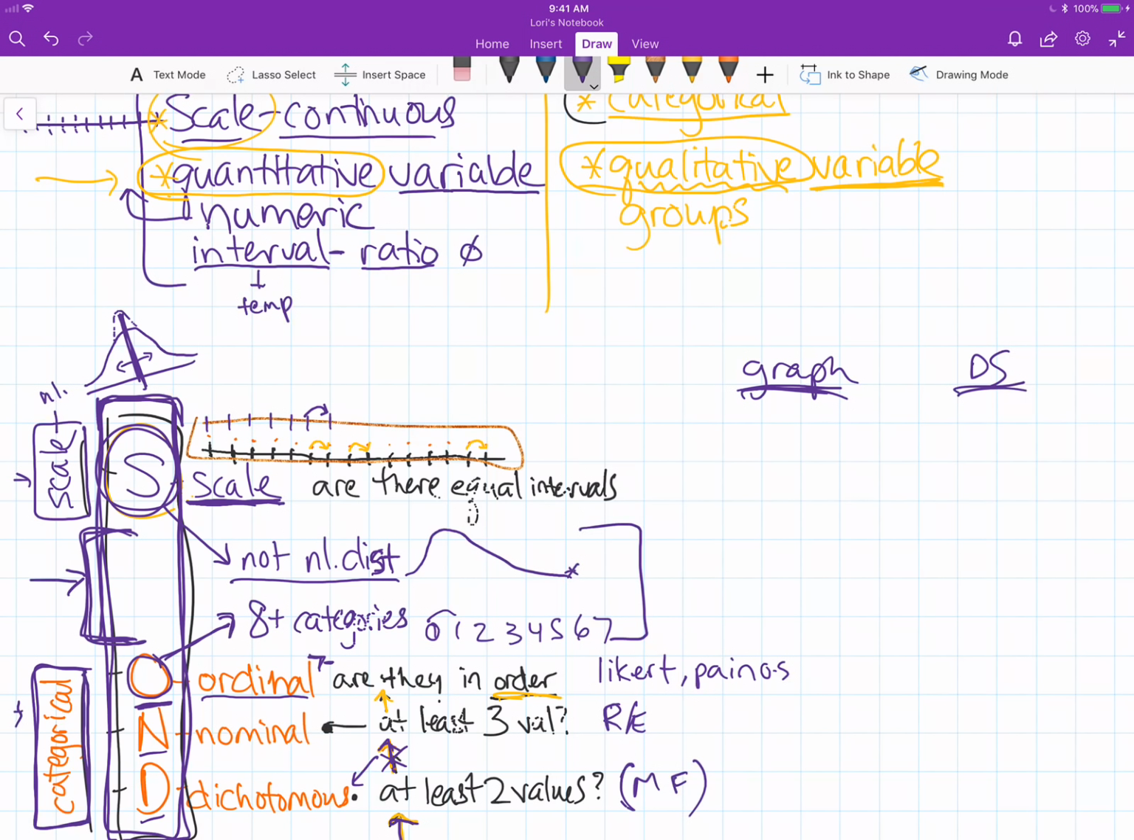That are in order, but there aren't enough really for it to start behaving like scale. And then you have this middle category. That's the scale not normally distributed or ordinal 8 plus categories. And then you have this top category that has its own kind of graphs and descriptive statistics. So these three groups have different kinds of graphs and descriptive statistics. So our next video is going to be talking about those.